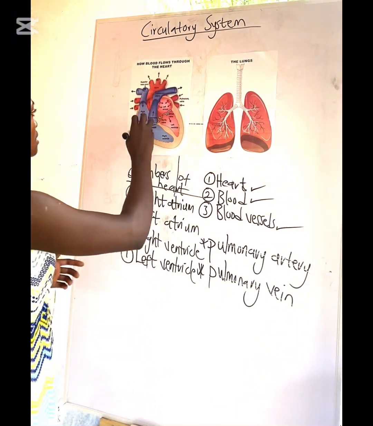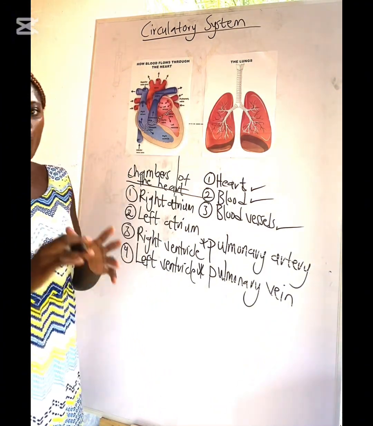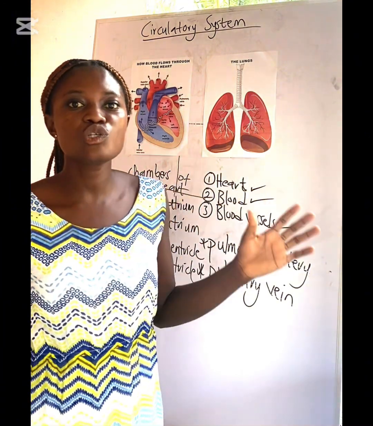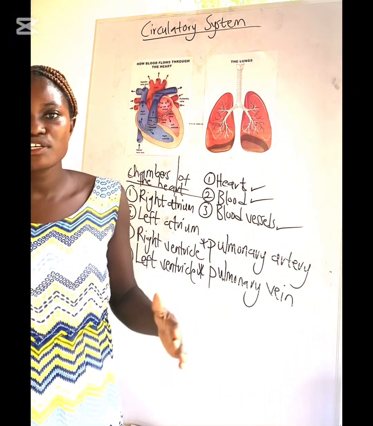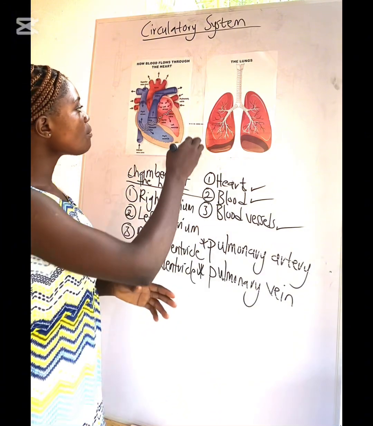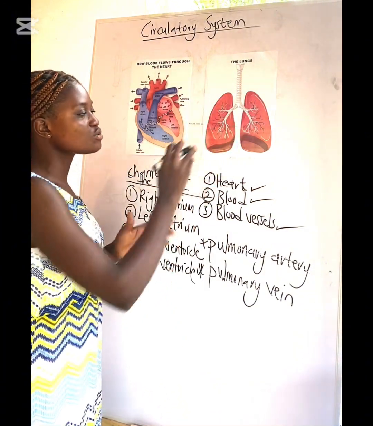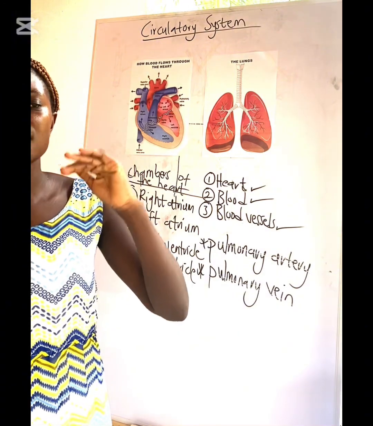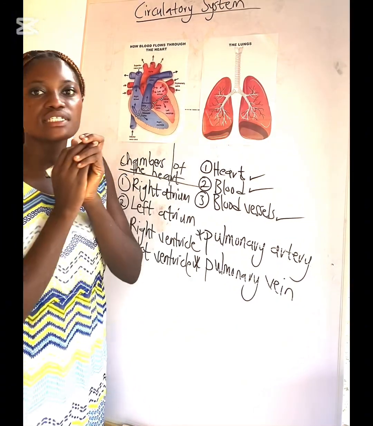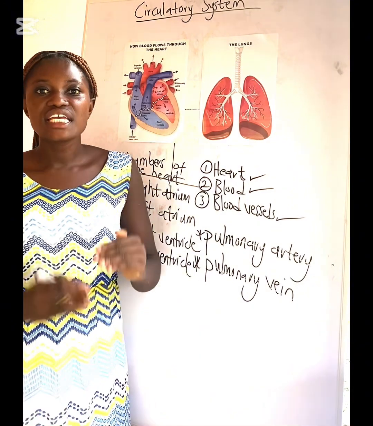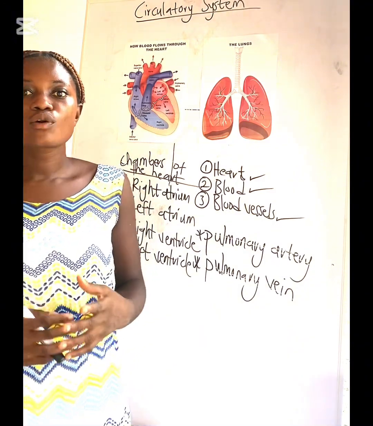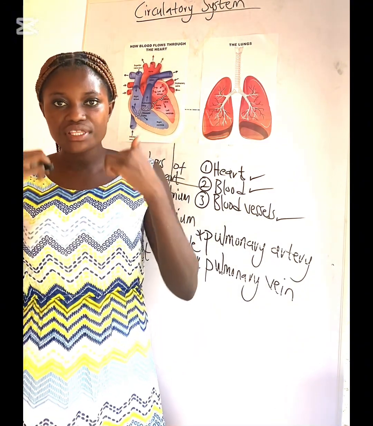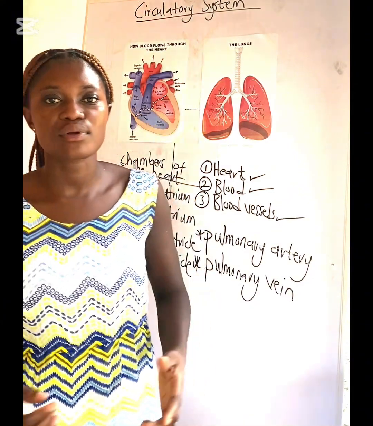It will take the deoxygenated blood to the lungs for oxygenation. You and I know that the primary function of the lungs is for gaseous exchange. So the moment the deoxygenated blood gets to the lungs, inhalation and exhalation will take place. So please, we know that we breathe in oxygen and breathe out carbon dioxide.